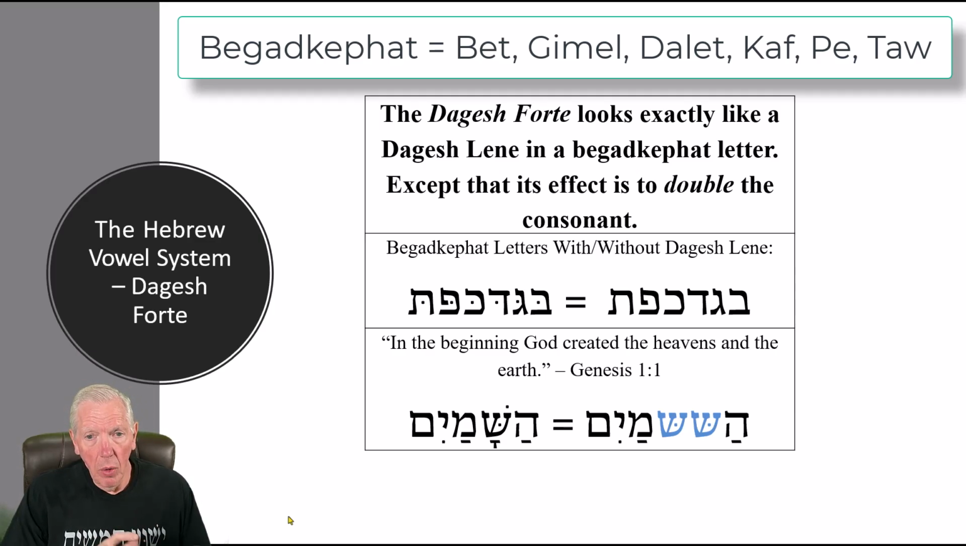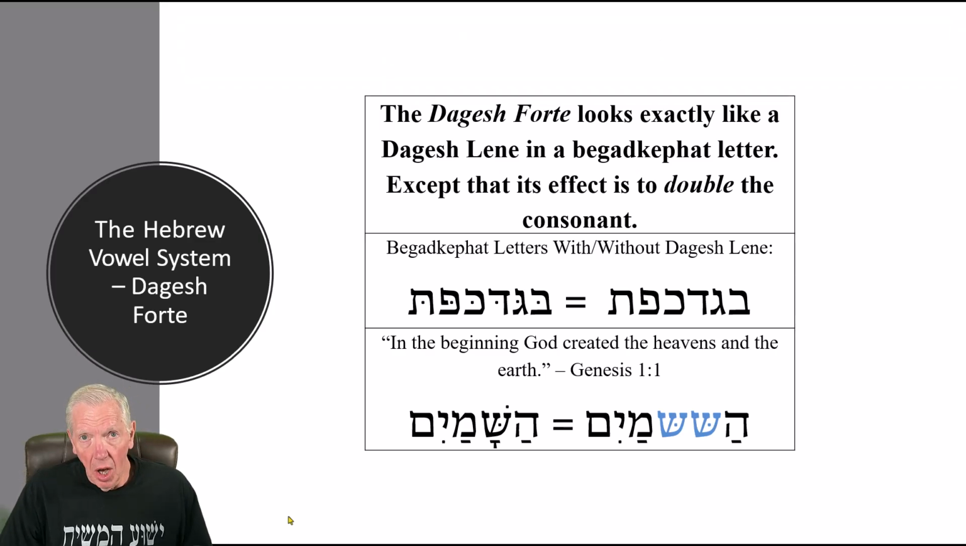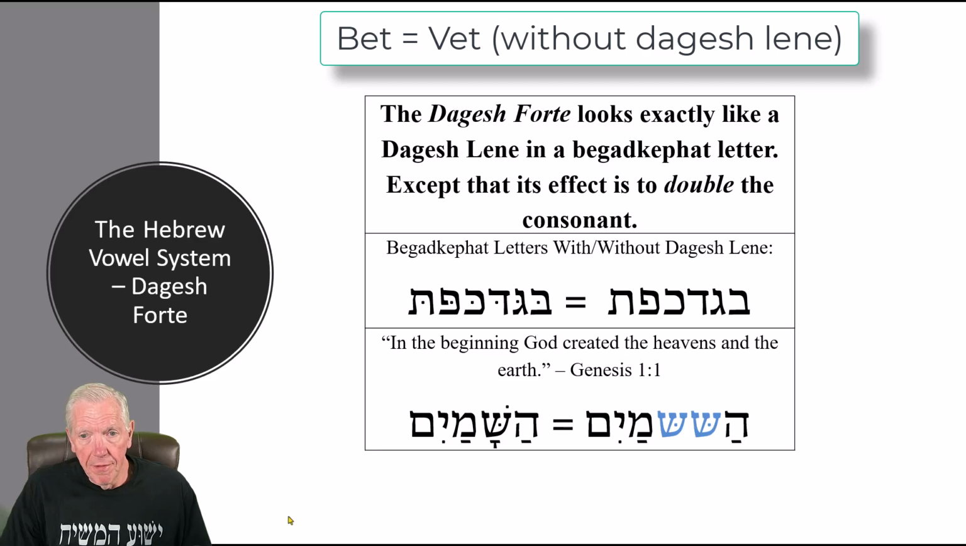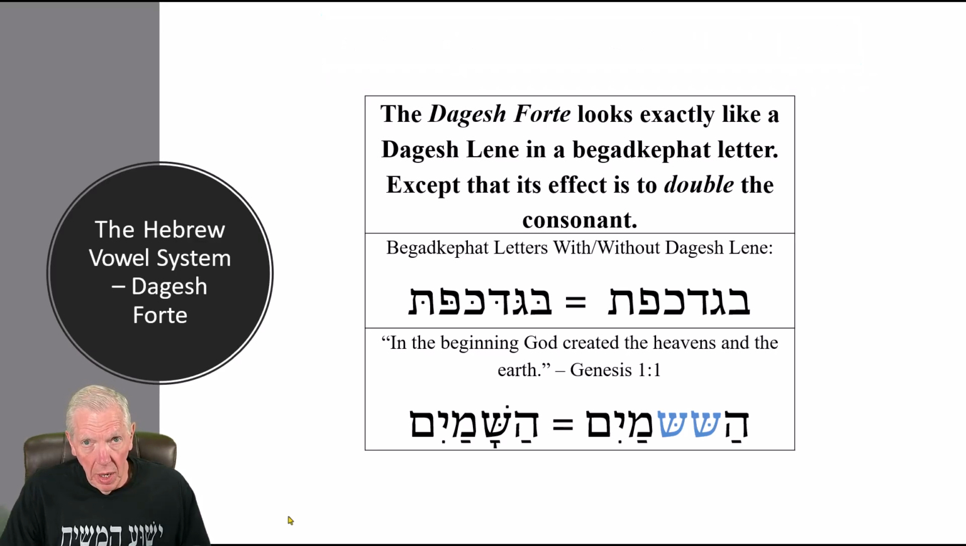So in the middle row there, you can see the Bagad Kafat letters. So there's Bet, Gimel, Dalet, Kaf, Pe, and Tav, or Tau. And they have a dot inside them. That dot is the Dagesh Lene. And so if I take the dot out, they get a soft sound, like Bet would be Va, rather than the hard B sound. So you should be aware these show up everywhere. So the Bagad Kafat letters, with and without the Dagesh Lene, dictate how you are going to pronounce that particular letter.